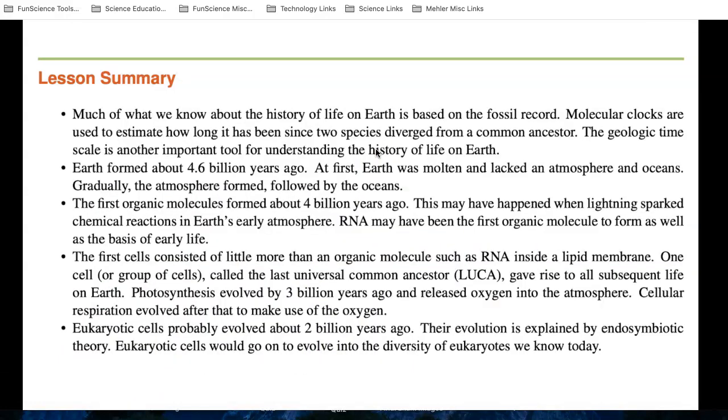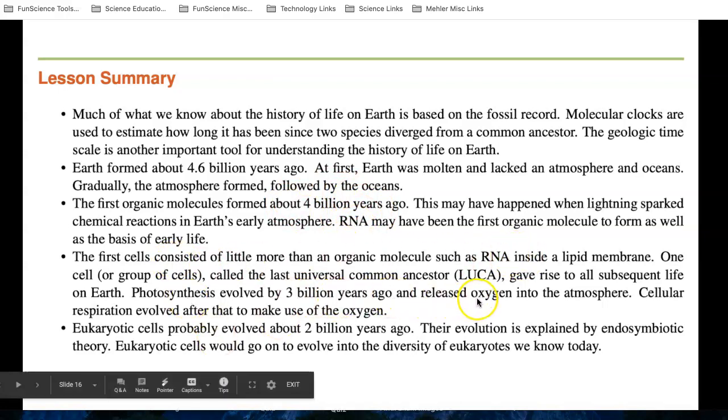So let's do a quick lesson summary. Much of what we know about the Earth is based on the fossil record. We know that the Earth was formed about 4.6 billion years ago. The first molecules, organic molecules, formed about 4 billion years ago. The first cells, we just talked about those, and photosynthesis evolved about 3 billion years ago. Eukaryotic cells evolved about 2 billion years ago.